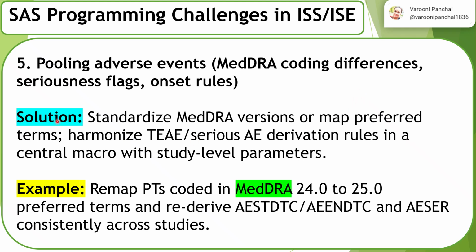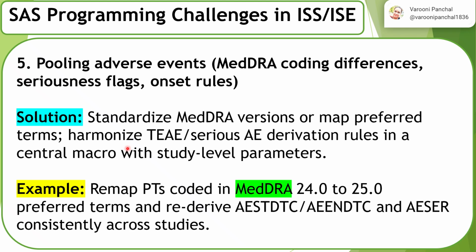So the solution here is to standardize the MedDRA version, so you can use the latest version in all the 12 individual studies. You also need to map preferred terms. You might need to harmonize the treatment emergent AE and serious AE definition rules in a central macro with study level parameters. Before harmonizing specific definitions for treatment emergent AEs and serious adverse event rules, first you need to understand the rules of each and every one of the 12 individual studies.